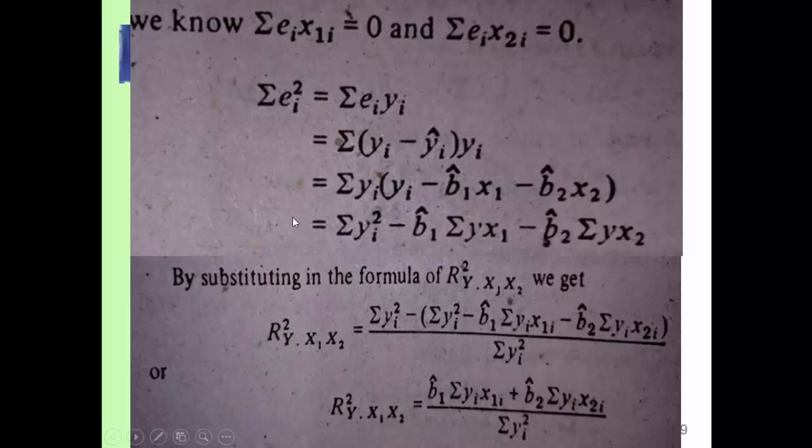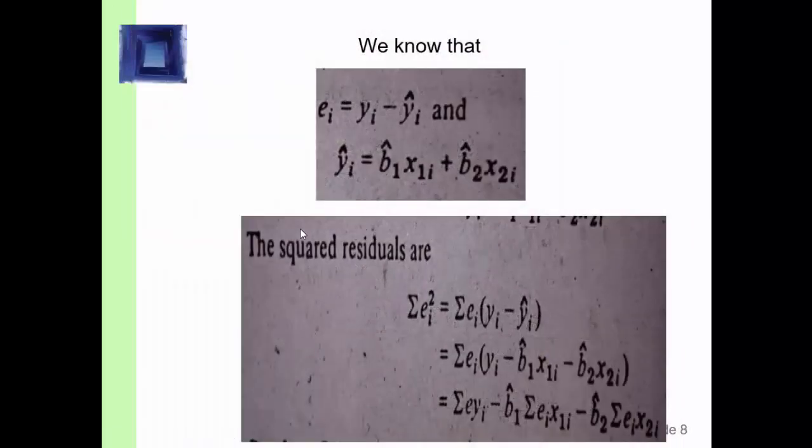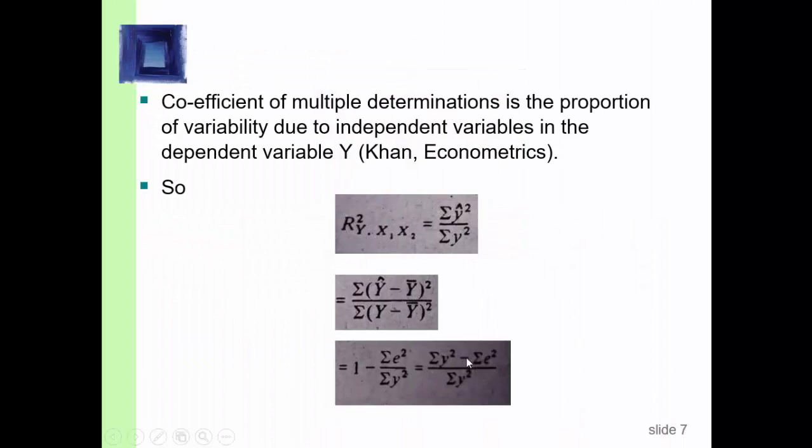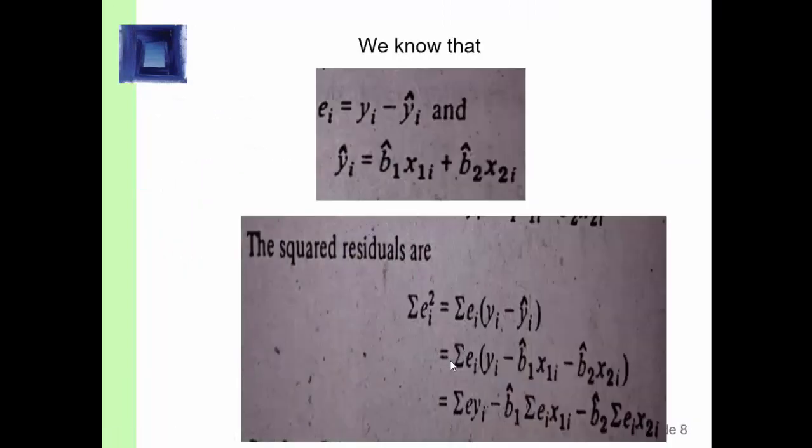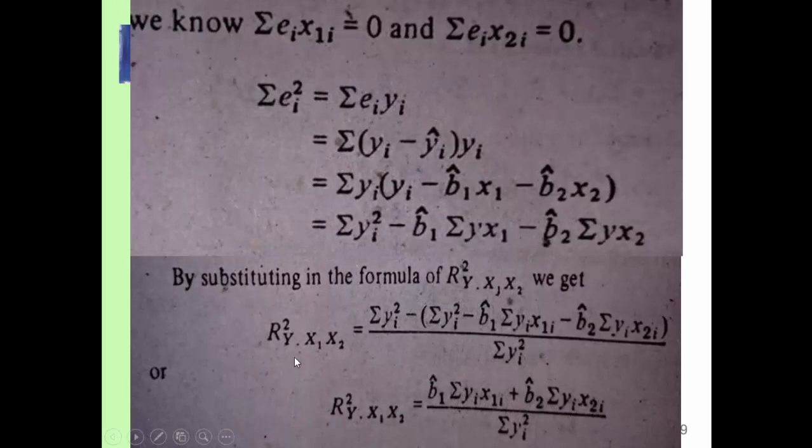Putting the value of this summation ei square in this previous equation for R square, we get summation y square minus summation y square minus b1 hat summation x1y minus b2 hat summation x2y. By multiplying this with the whole and simplifying the equation, we get the formula for R square y on x1 x2 as b1 hat summation x1y plus b2 hat summation x2y over summation y square. This is the formula for R square.